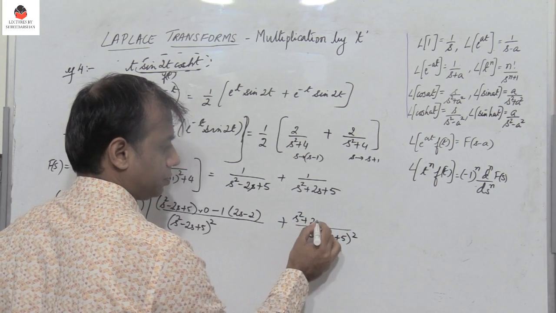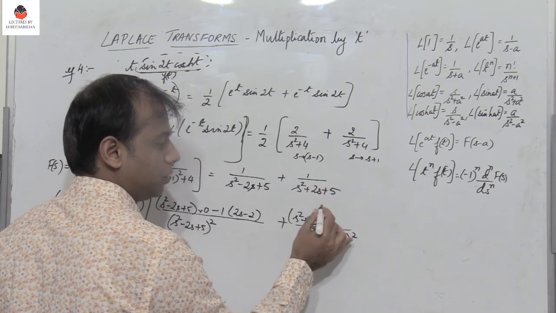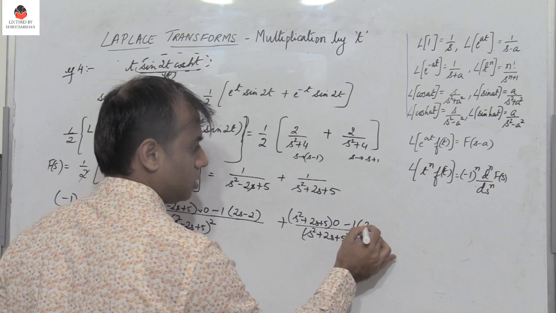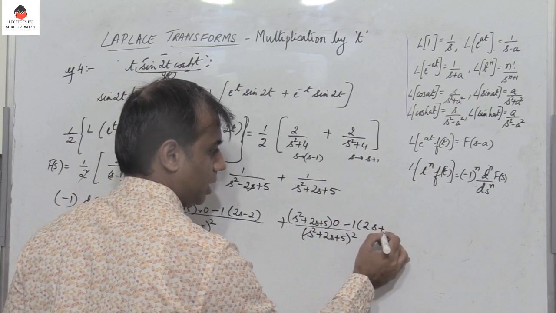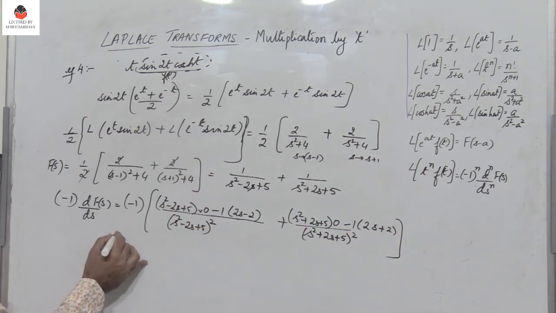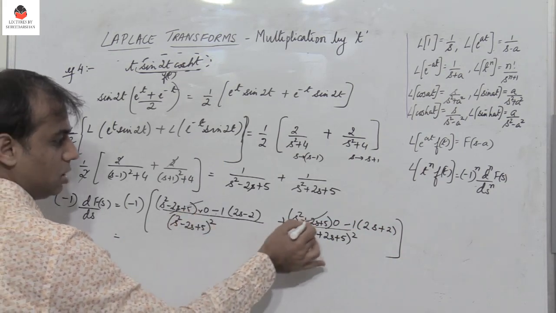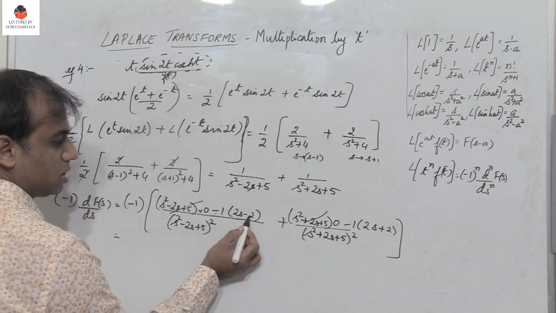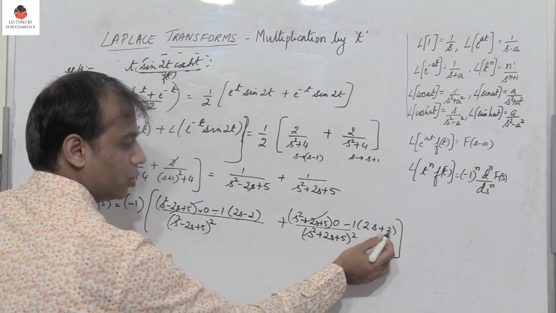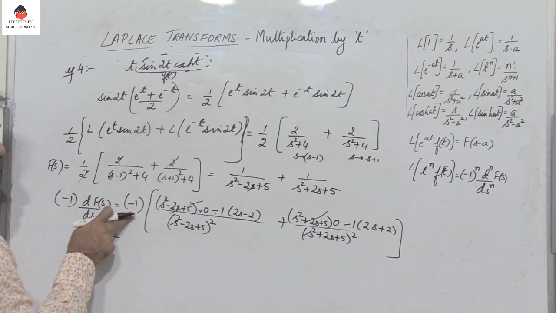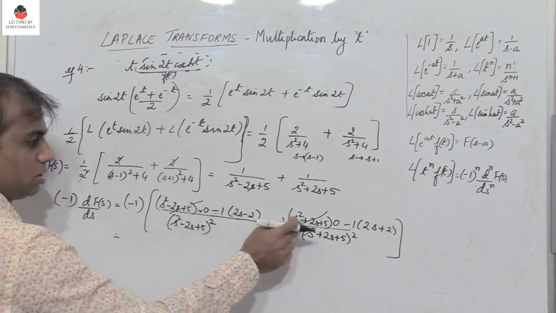Denominator into differential of numerator is 0. Minus 1 into 2s plus 2. So what do we get? We get a minus sign here. So this is 0. This is 0. So you get minus 2s minus 2 minus of 2s plus 2. But these two terms are being multiplied with a negative sign. So these two become positive.